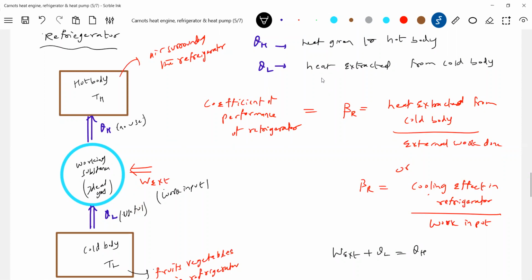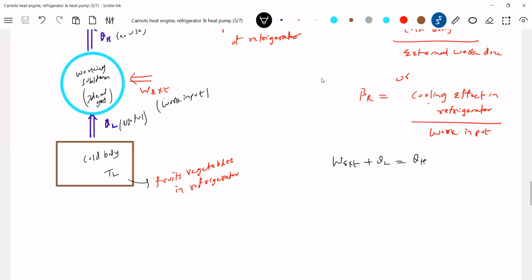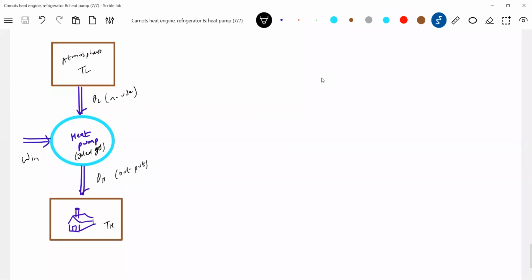What is work input? The mechanical work that is being done by the compressor. The heat rejected to the room in the kitchen is of no use, no? Can anybody use that heat also? Nothing. So therefore, let me mark the use and no use ones. So the heat pump, output, useful output.